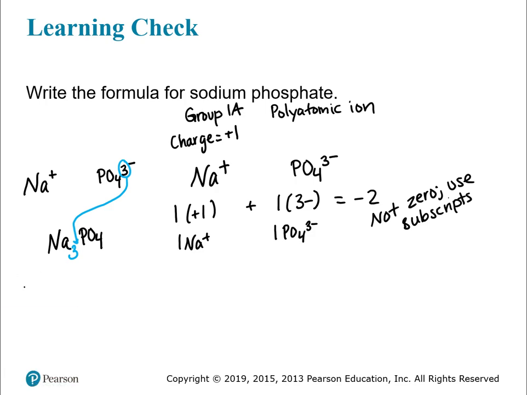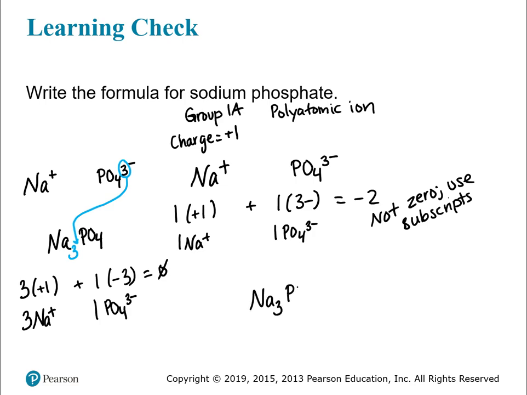Let's do our check. This time we have three of our cation. That's the sodium plus. We've got one phosphate ion, and its charge is -3. Those two things together give us zero charge. There's our chemical formula.